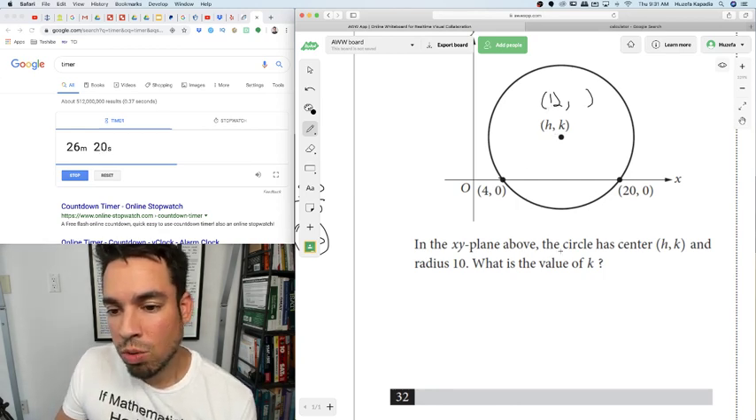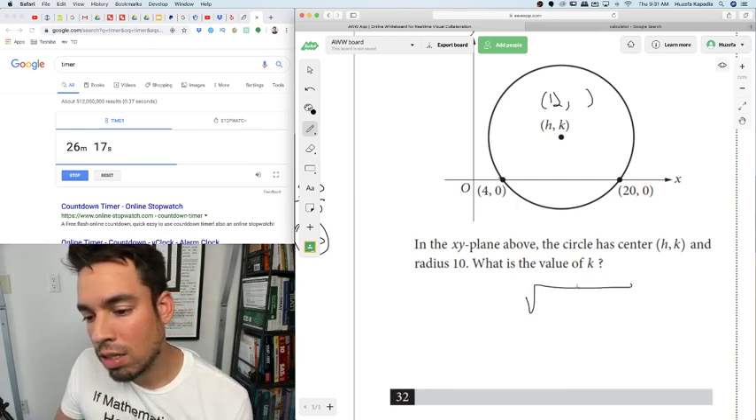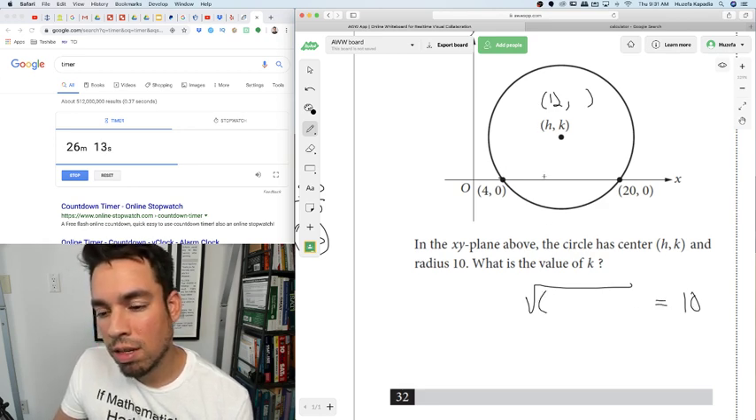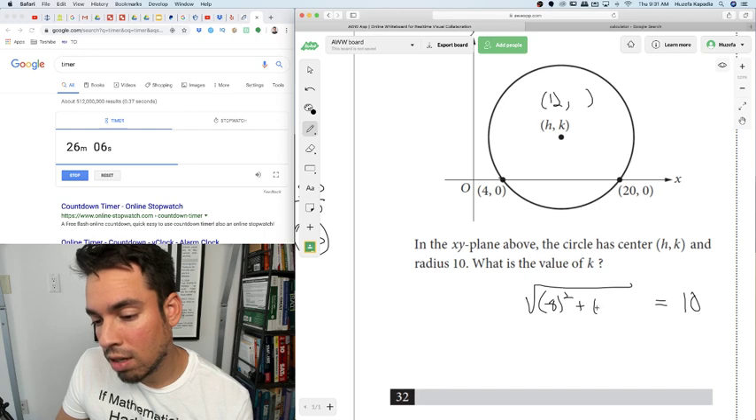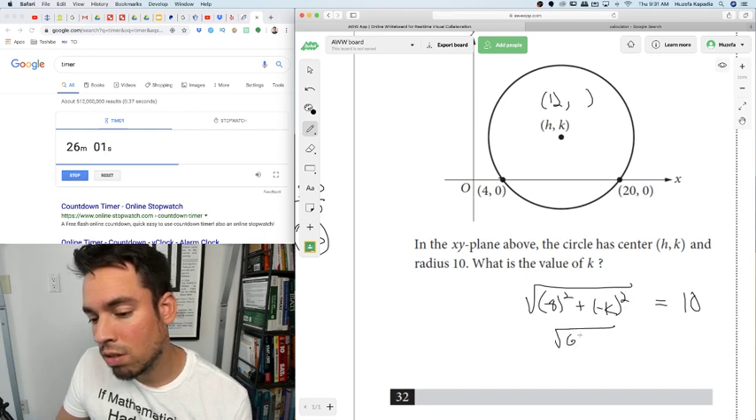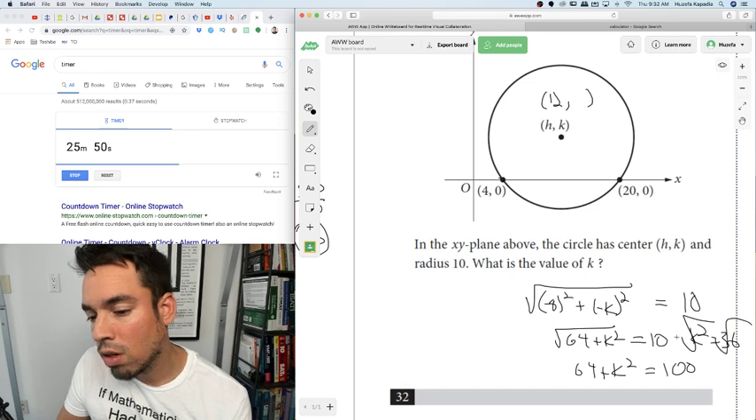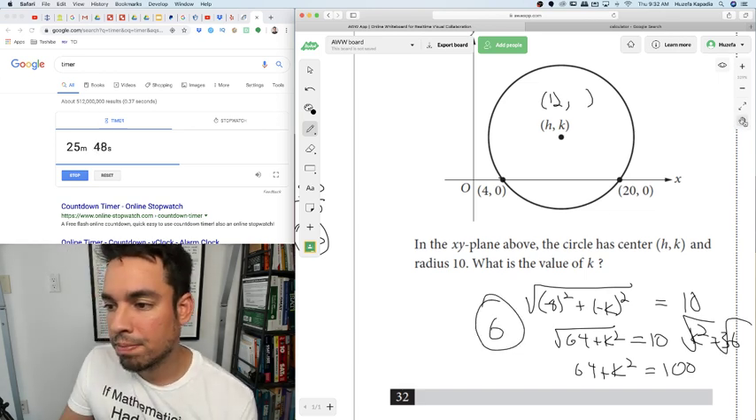So now we know that this is 12, so we can use the distance formula, and this whole radius has to equal 10. Square root of (x1 minus x2), which is 4 minus 12, which is negative 8 squared, plus (0 minus k), which is negative k squared. And this has to equal 10, so we get square root of 64 plus k squared equals 10. Square both sides, 64 plus k squared equals 100. Subtract 64, k squared equals 36. Square root, k equals 6.